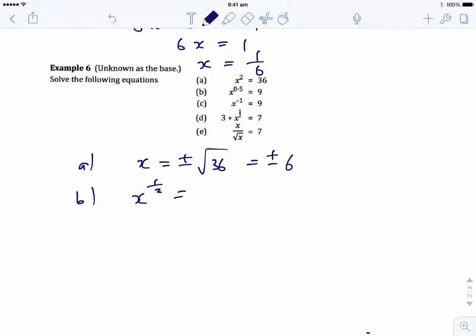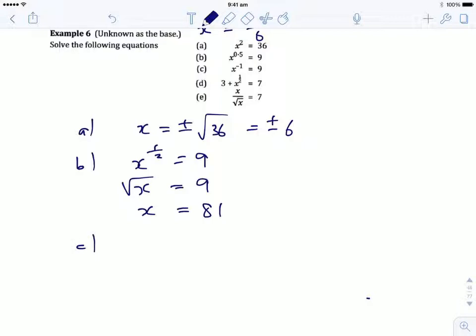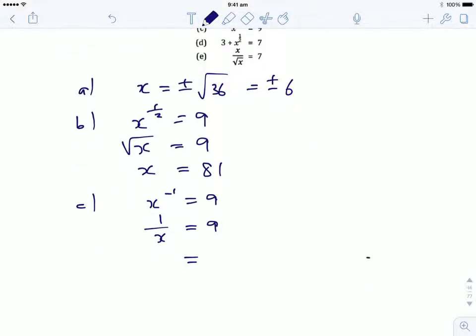If we have x to the power of 0.5 or x to the power of a half equals 9, again, we understand that a power of a half means square root. So now to solve this equation, we just square both sides. So x is equal to 81. If x to the negative 1 is equal to 9, that's 1 over x equals 9. If we multiply both sides by x, we get 9x equals 1, and x is equal to 1/9.